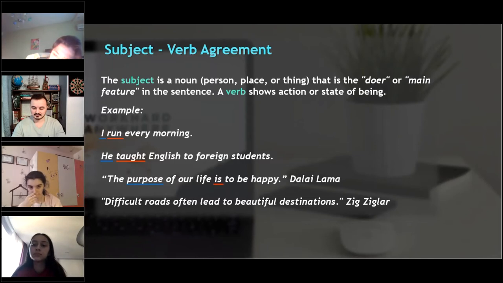Next one, Serjan. Difficult roads often lead to beautiful destinations. Our subject is difficult roads and our verb is lead. Well done, Serjan.